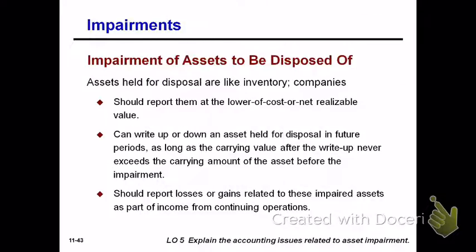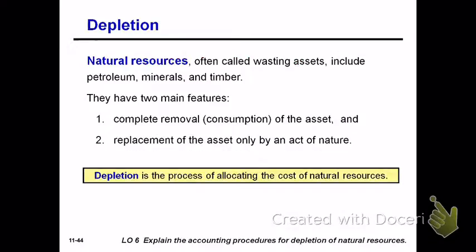If it's an asset that you're trying to dispose of or that you're trying to sell, you do your impairment. Your impairment should be the lower of cost or net realizable value. And you can write the impairment back up. However, it cannot exceed what it would have been if you had never done the impairment in the first place.